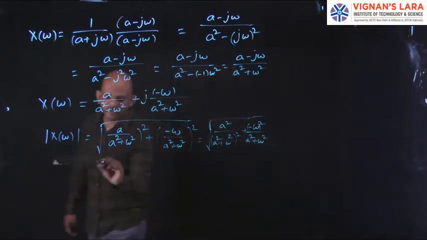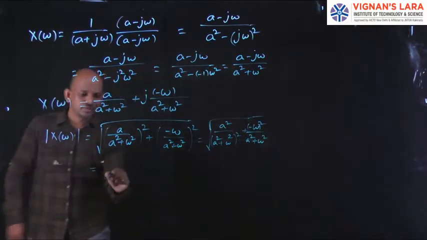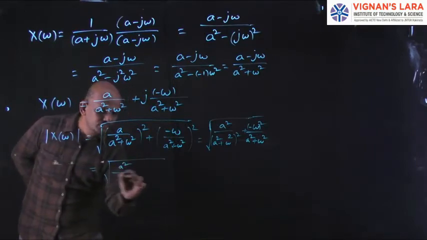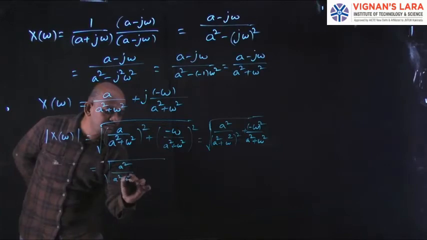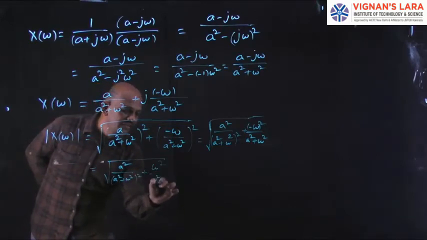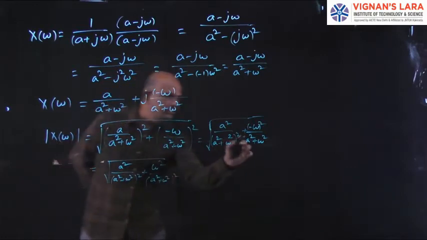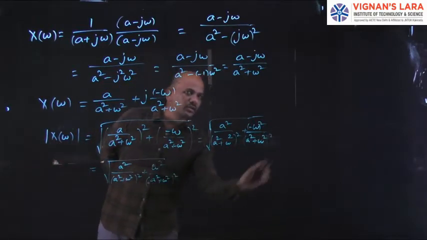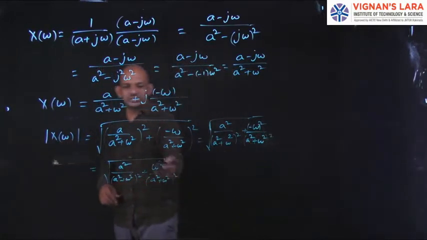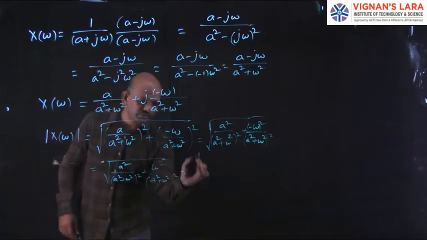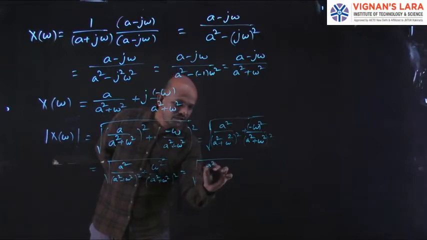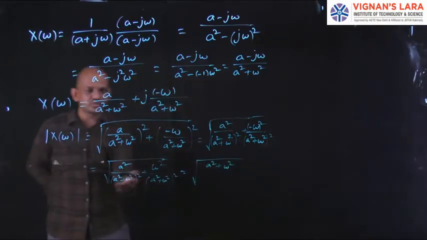Okay, so that will be equal to, you can write like this: a square by a square plus omega square whole square plus omega square by a square plus, here also I have to apply the square to the denominator also, that is minus omega square by a square plus omega square whole square. So a square plus omega square whole square. Now that will be equal to a square plus omega square, because denominators are same.